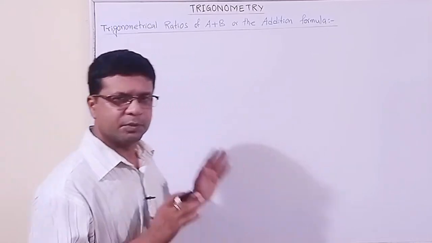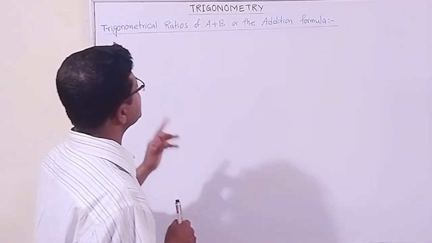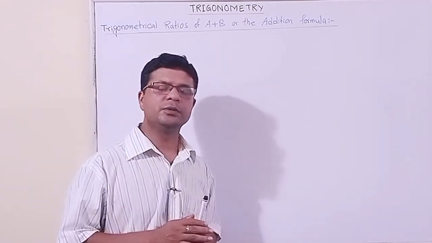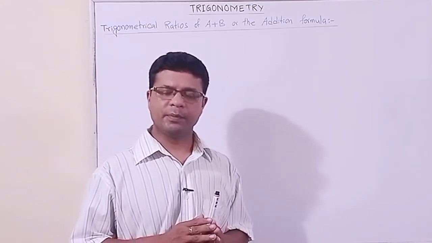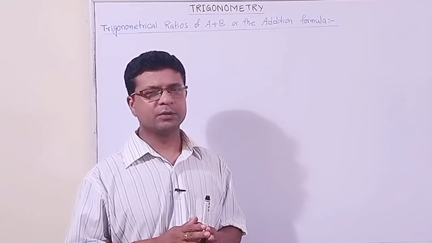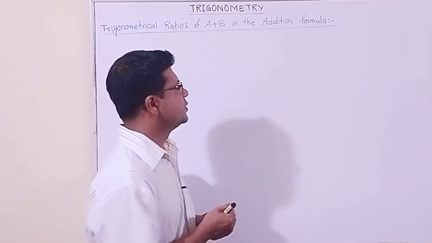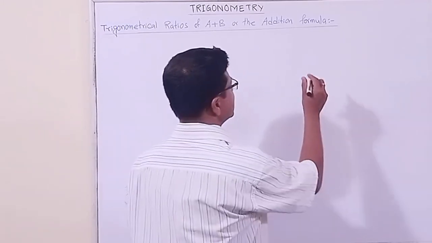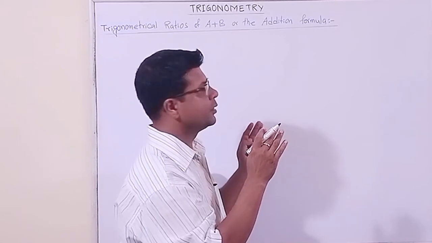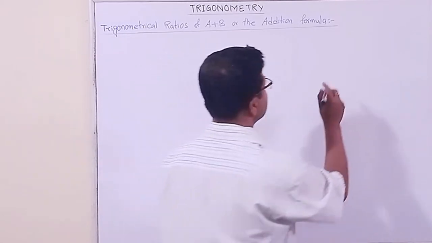Let us move to the topic, trigonometrical ratios of A plus B, or the addition formula. Today we shall do the formulas for sine of A plus B, cos of A plus B, and tan of A plus B. Let us go for these three. At first let us draw the diagram for it. For simplicity, we will draw the diagram in the first quadrant only.